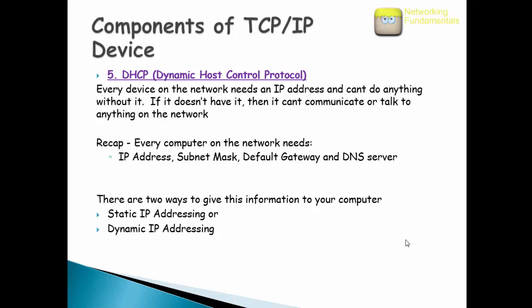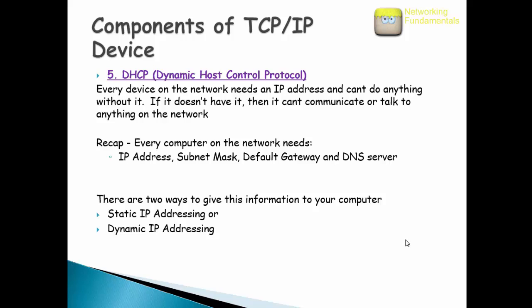Your next one is your DHCP, which is your Dynamic Host Control Protocol. And what this means is that every device on the network needs an IP address, and it cannot do anything without it. And if it doesn't have an IP address, then it can't communicate or talk with anything on the network because it's not discoverable. So to recap, every computer on the network needs an IP address, subnet mask, a default gateway, and a DNS server.